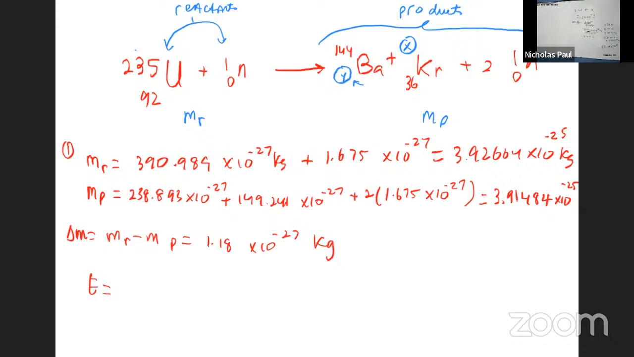Good job, Maria. Right, multiply by, right. So you're taking 1.18 by 10 to the minus 27, and multiply by 3 by 10 to the 8 squared. That's okay? You already have it in kilograms. So you multiply by 3 by 10 to the 8 squared. How much is that?